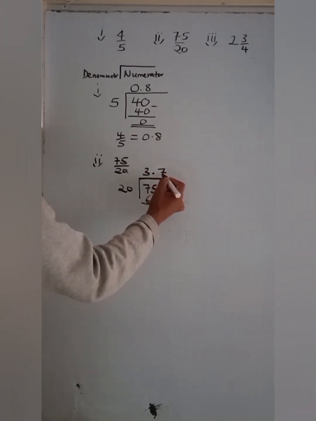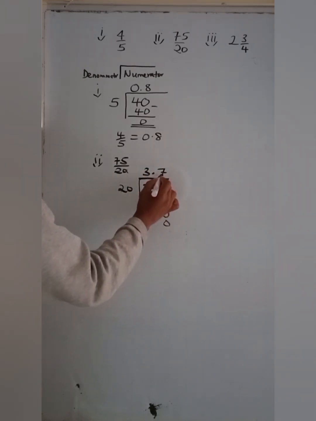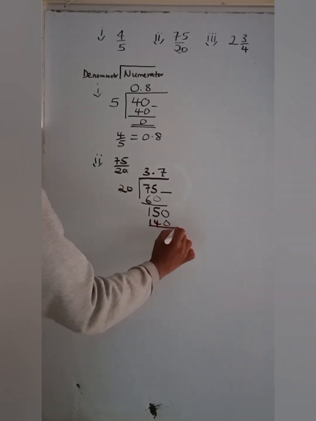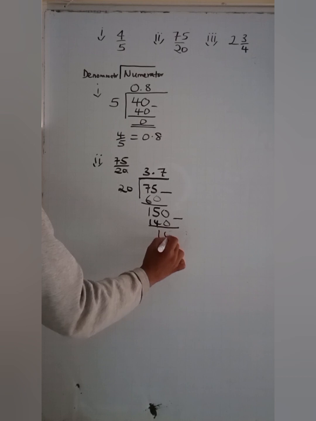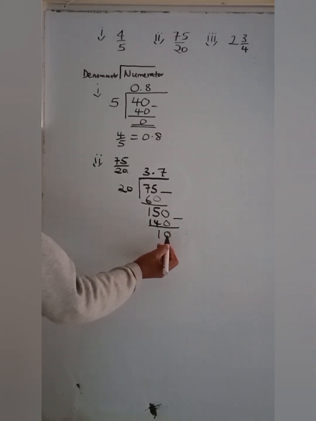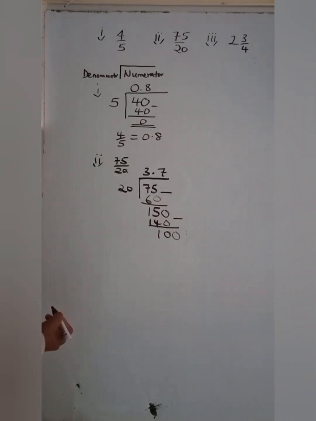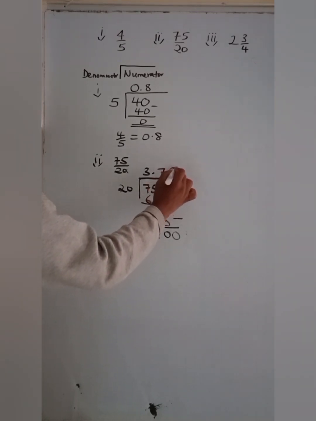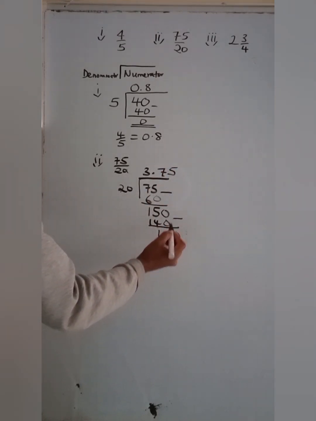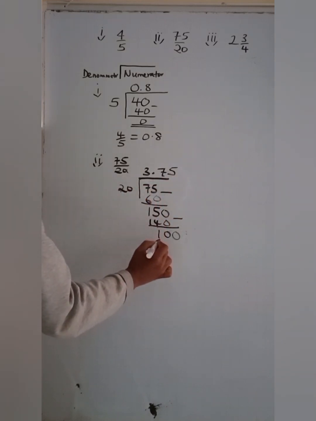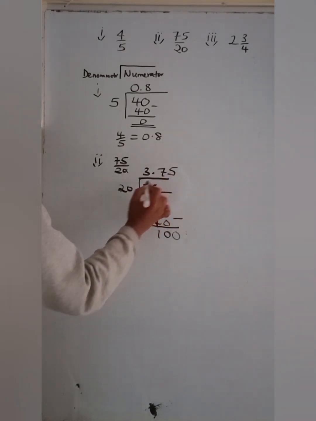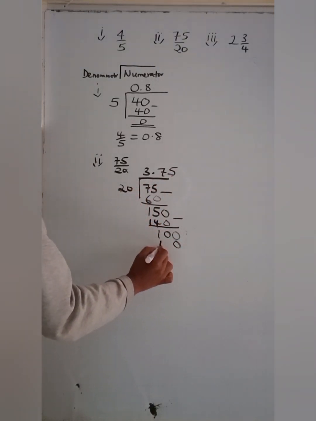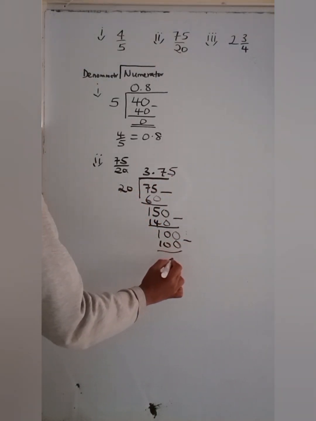So this times this gives us 0. This times this gives us 14. When you subtract them, you get 10. Add a 0 here, it becomes 100. 100 divided by 20 gives us 5. So you write 5 here. Then 5 times 0 gives us 0, and then 5 times 2 gives us 10. When you subtract, you get 0.